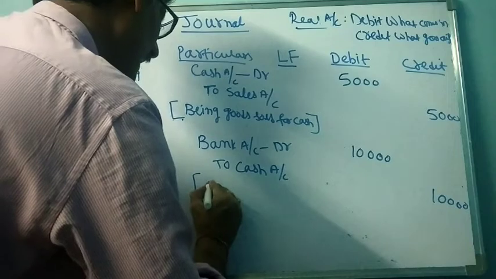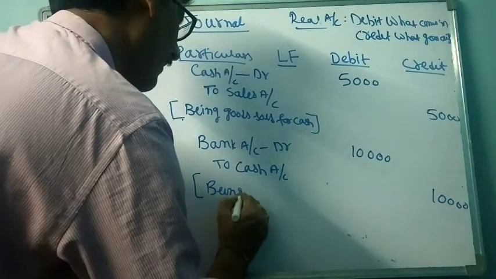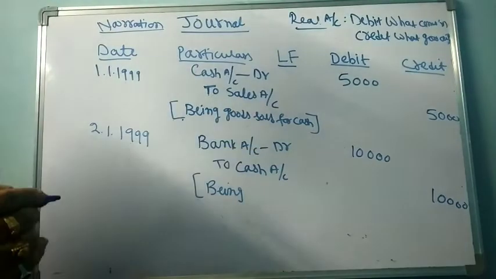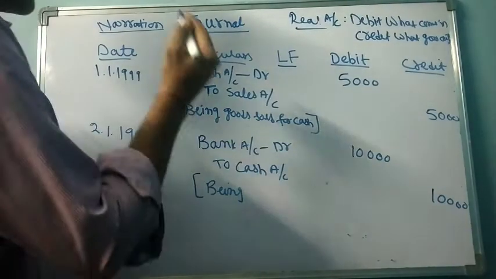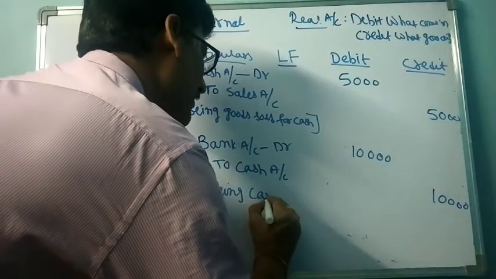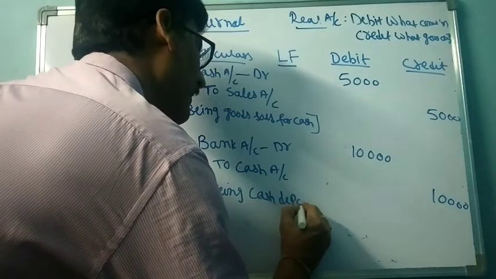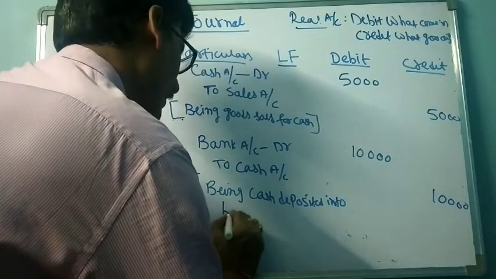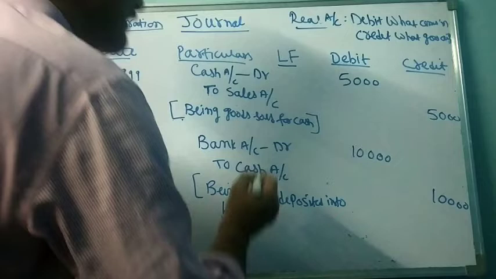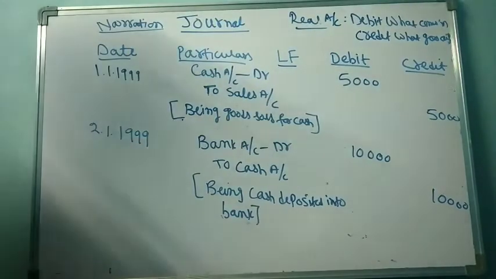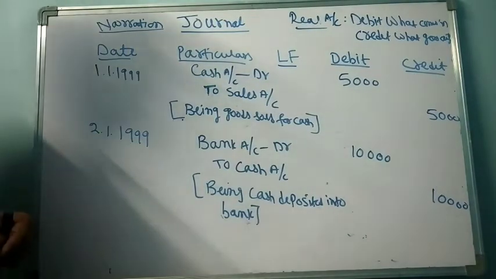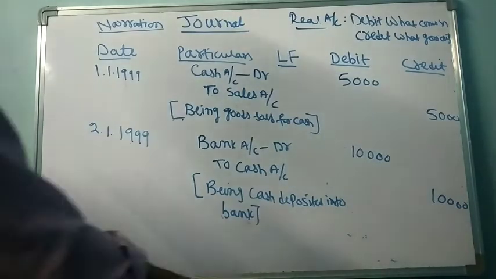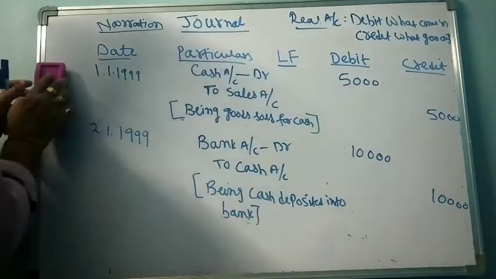Narration again. What is the narration? Being. Always narration should begin with 'being'. Narration is nothing but an explanation about the transaction. What has happened in this transaction? Being cash deposited into bank. Once you know the debit part and credit part, nothing is there in this. This is very easy actually. The main task here is identifying the nature of account and applying the rules of account. We will discuss some more transactions.